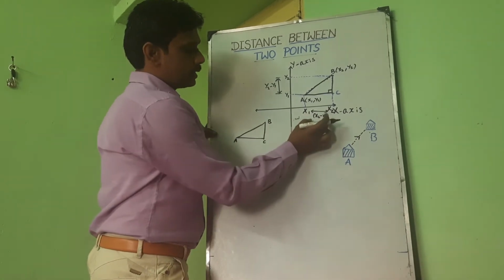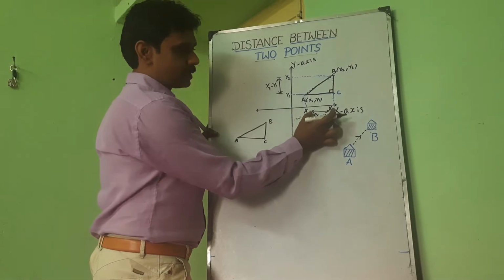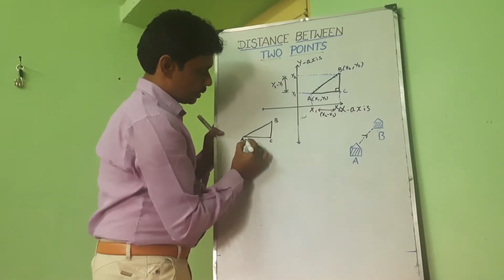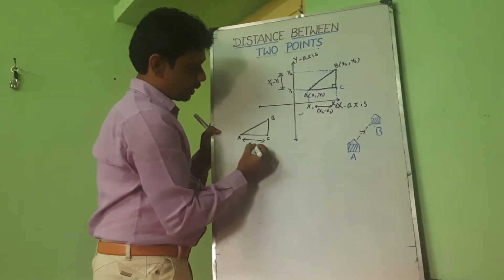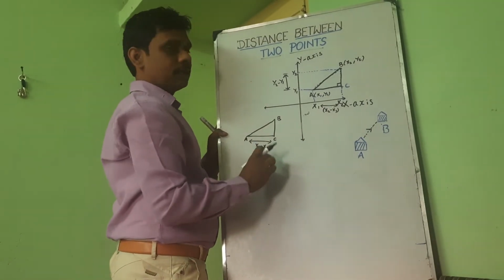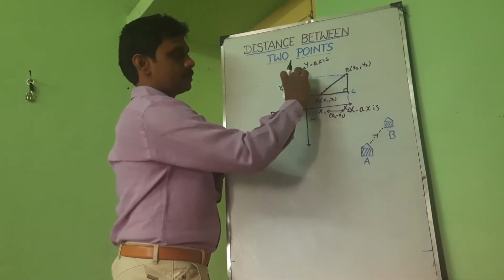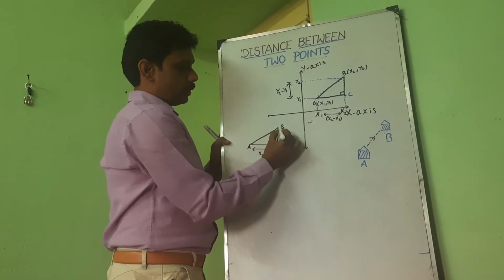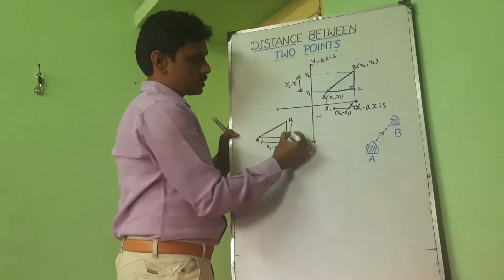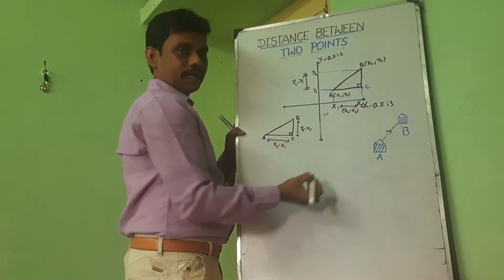Okay. So the distance between these 2 points is x2 minus x1. That is the measurement of AC. So the distance AC is nothing but x2 minus x1. Similarly, the distance between B and C. If you measure the distance between B and C, the distance is nothing but y2 minus y1. So this is a right angle.